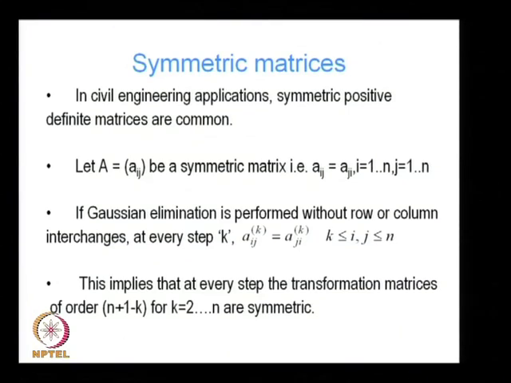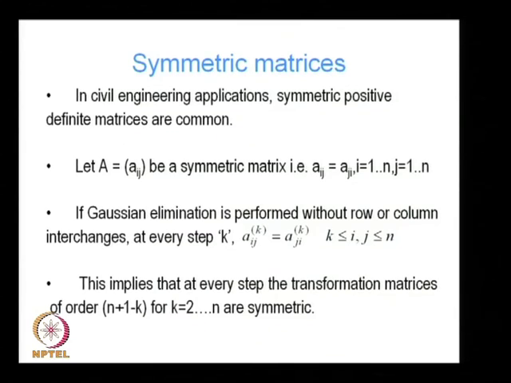Let A, with components Aij, be a symmetric matrix, which obviously means that Aij is equal to Aji, that is, elements on either side of the principal diagonal are mirror images of each other. That is, if we transpose the row and column, we are going to get identical elements of the matrix. So, Aij is equal to Aji for all i equal to 1 to n, j equal to 1 to n.